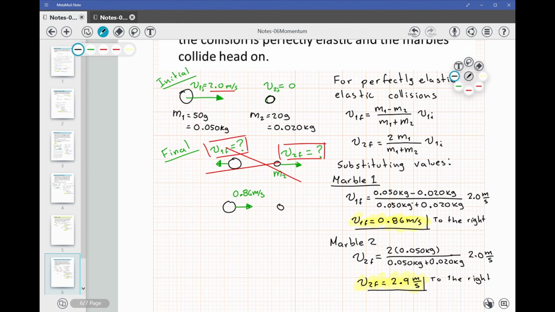and object 2 is moving faster to the right, so it's moving away from object 1 at 2.9 meters per second. So object 2 is moving away from object 1, which has slowed down. And that's the solution for this problem.